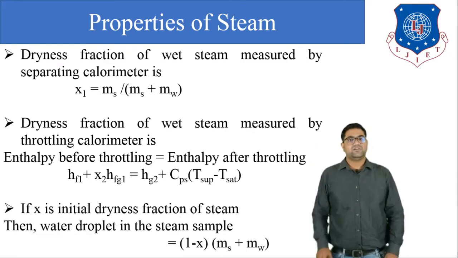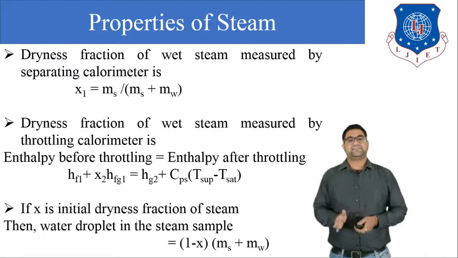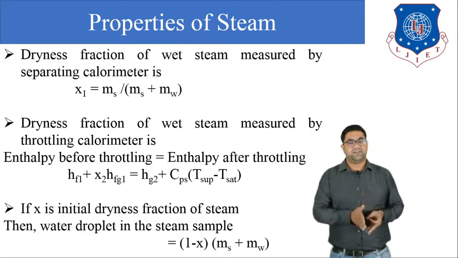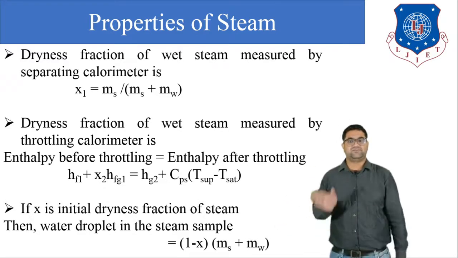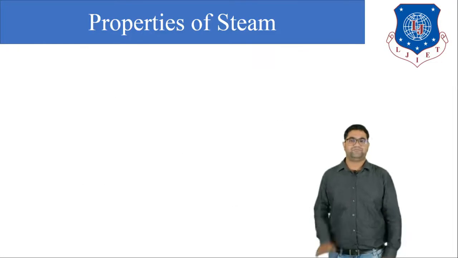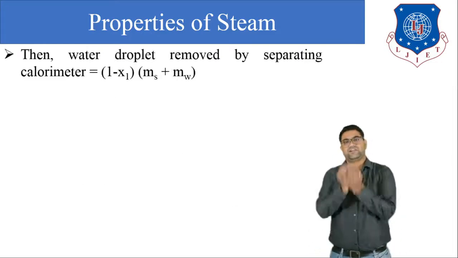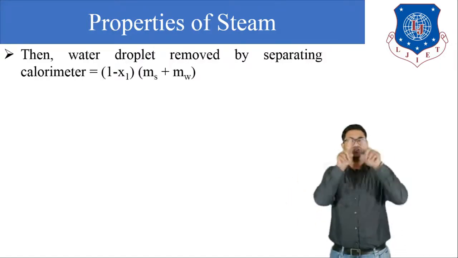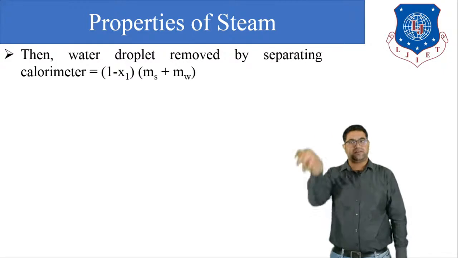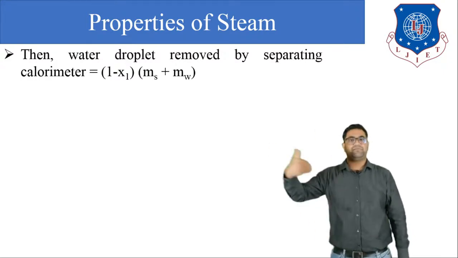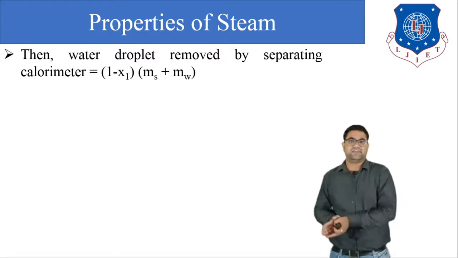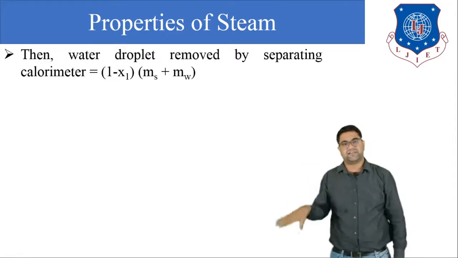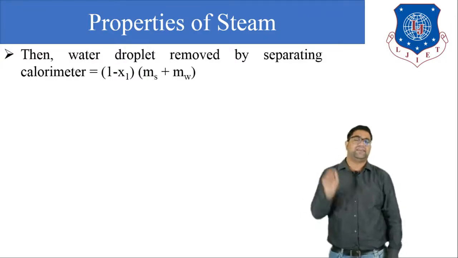Okay, so we can say that if x is the initial dryness fraction of the steam, then the water droplet in the steam sample is (1 minus x) into (ms plus mw). Then the water droplet which is separated in the separating calorimeter is equal to (1 minus x) into the total mixture. In the total mixture there is a mass of water and mass of steam, both will be present because in the separating calorimeter there is wet steam. So we can write the water particle which is separated in the separating calorimeter is equal to (1 minus x1) in bracket (ms plus mw).